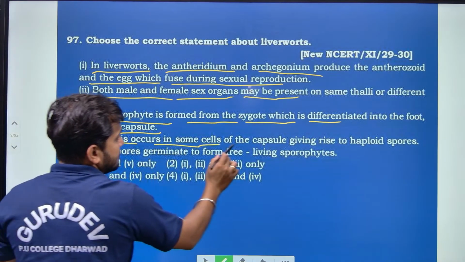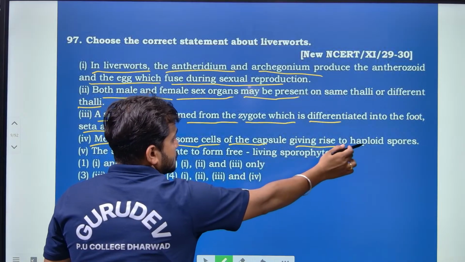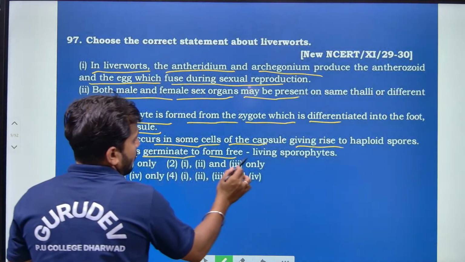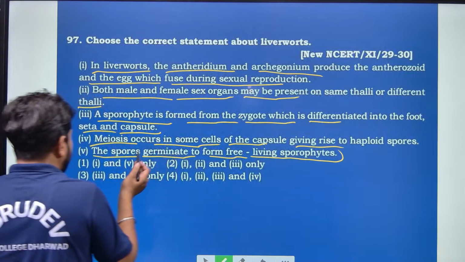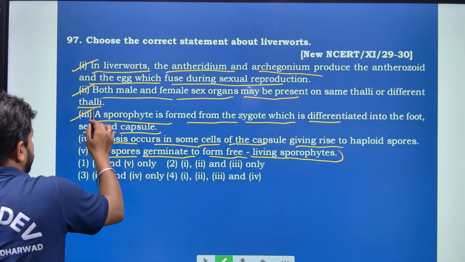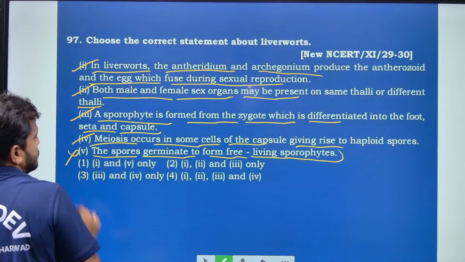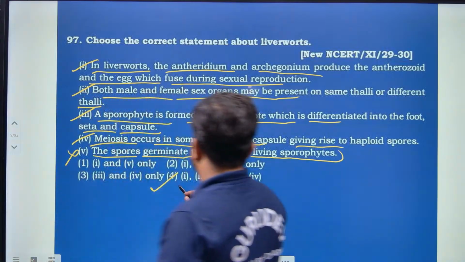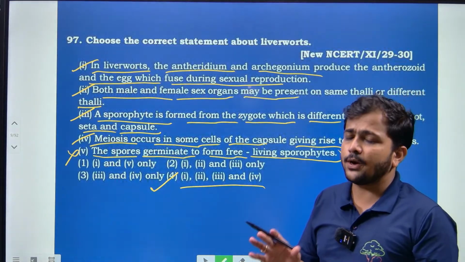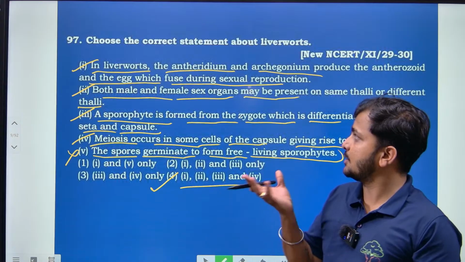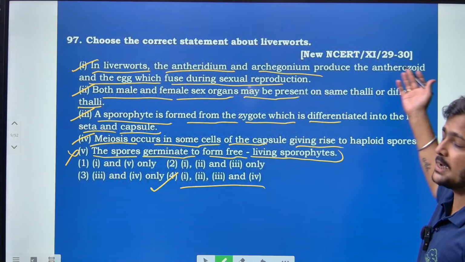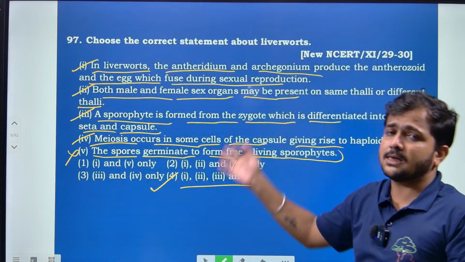Meiosis occurs in some cells of the capsule, giving rise to haploid spores, right? Then the spores germinate to form a free living sporophyte. So according to this, 1 is correct, 2 is correct, 3 is correct and 4 is correct, but the 5 is incorrect. That is, the fourth option is correct, because the liverwort produces male and female structures, the antheridium and archegonium, which give rise to antherozoids as well as egg during sexual reproduction.